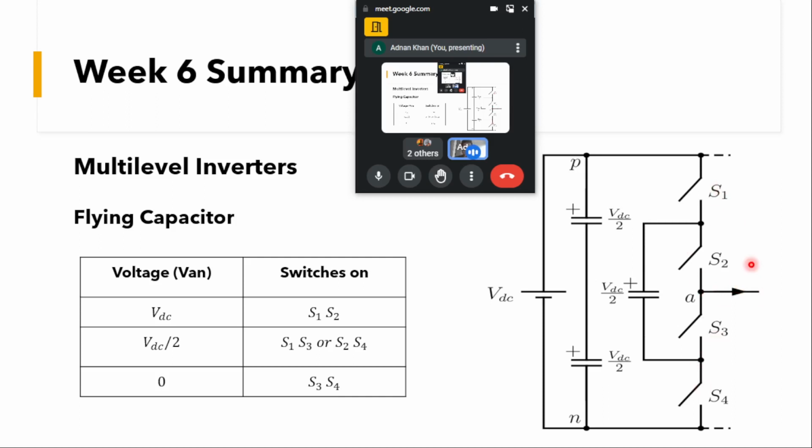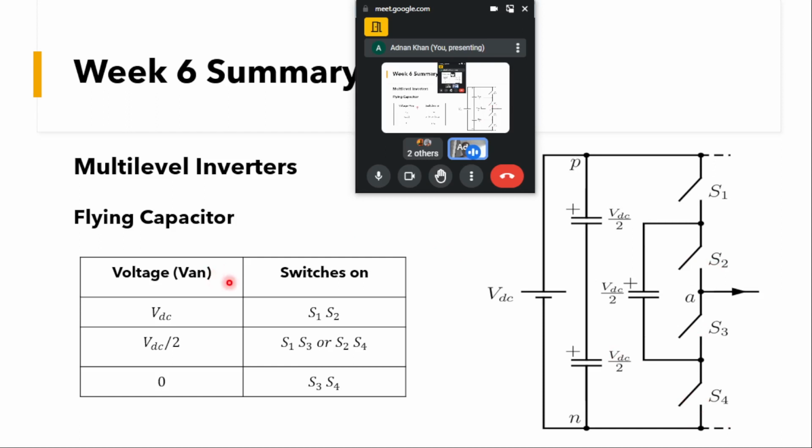and S1 and S3. Similarly, in another fashion, we can turn on S2 and S4. You can see then it will be like in this way. When this is charged to VDC by 2, A point will be connected to VDC and N point will be connected to this, and VAN will be equal to plus VDC by 2. So here, in order to get VDC by 2, we have two options, either switch S1 and S3 or switch S2 and S4.